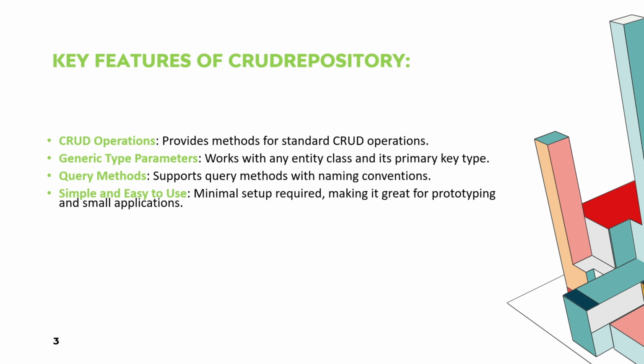The key feature of CrudRepository is we can perform CRUD operations: create, read, update, delete. And we write an entity class. The entity class is a class that represents a table in the database. By using the entity class, we perform operations. And we can write query methods by using names, like first name, last name, entity attributes. It's simple. Just add the dependency and start using it.